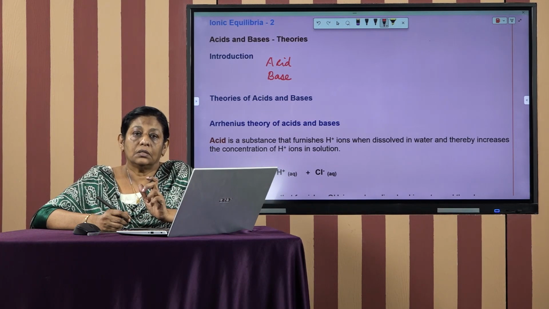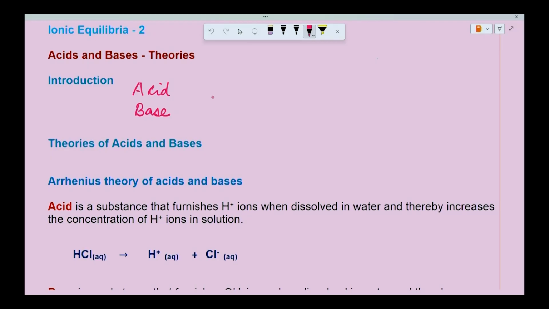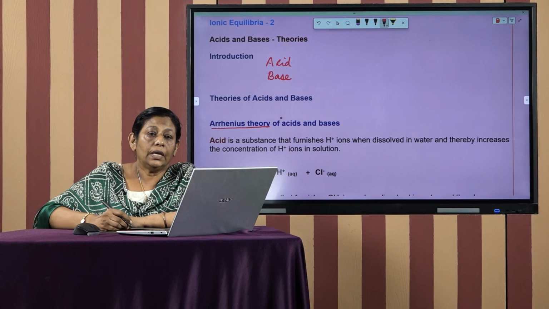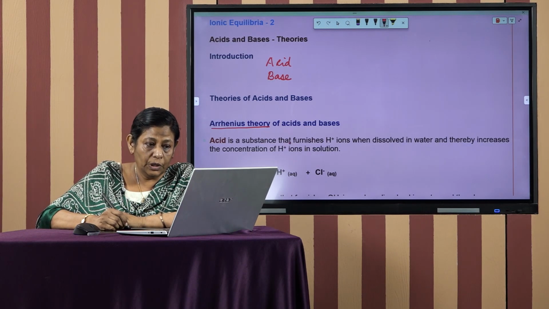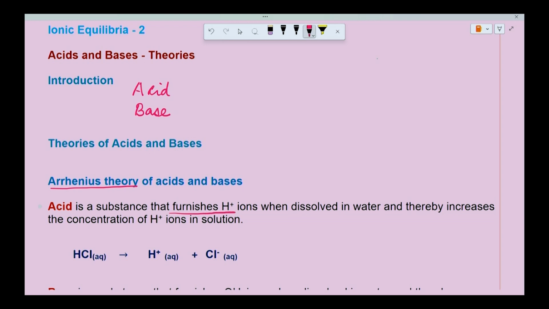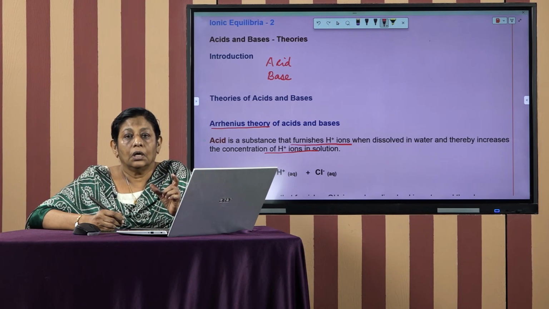Now, let us see some of the theories which define what we mean by an acid and what we mean by a base. The first one is the Arrhenius theory of acids and bases. In Arrhenius theory, he defines an acid as a substance which can furnish H plus ions when dissolved in water, and thereby increases the concentration of H plus ions in the solution. So, an acid is any substance that increases the H plus ion concentration in a solution.